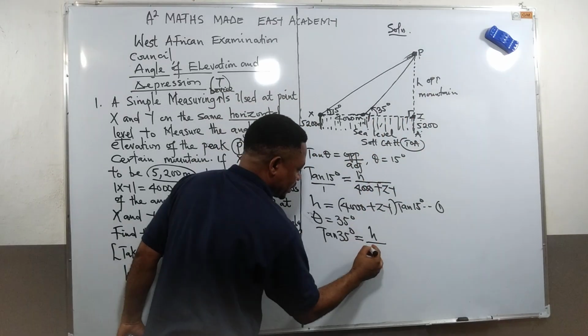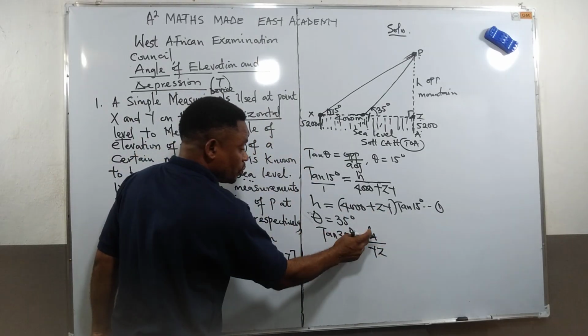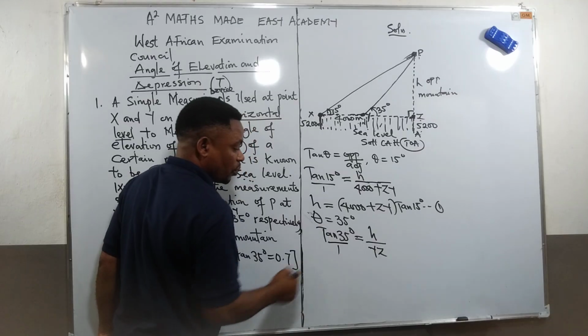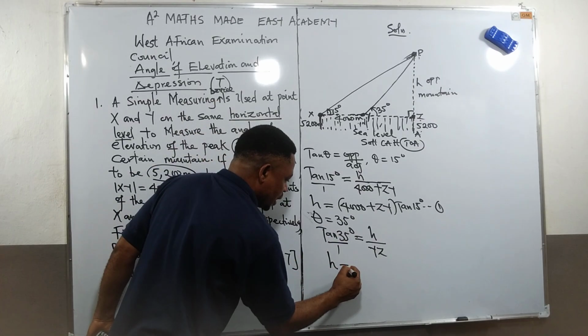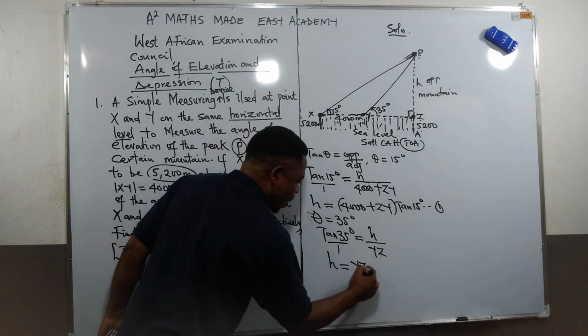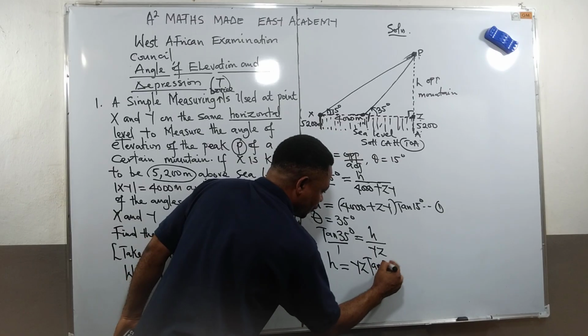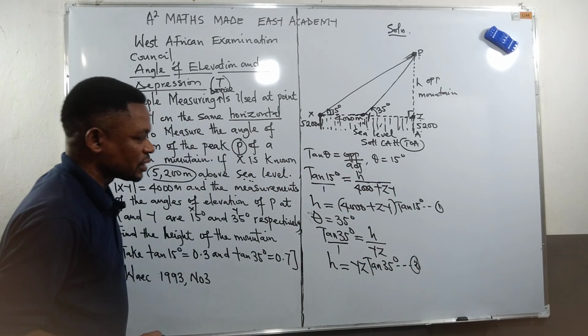Adjacent. We don't know adjacent. Adjacent is yz. What is the end target? To make h the subject of the formula. Call this over 1. Then 1 times h will give us h, which is equal to tan 35 degrees times yz, giving yz tan 35 degrees. Call it equation 2.